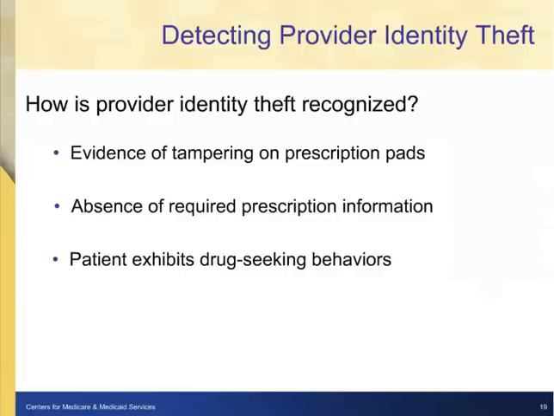This case reflects a common problem that all providers need to be aware of. Certain provider identifiers, such as NPIs, are readily accessible on the Internet. To help recognize provider identity theft, be aware of evidence of tampering on prescription pads and absence of required prescription information, especially when these signs are combined with a patient who exhibits drug-seeking behaviors.